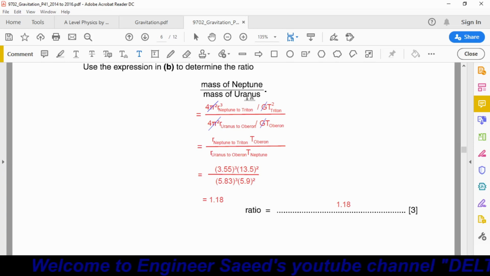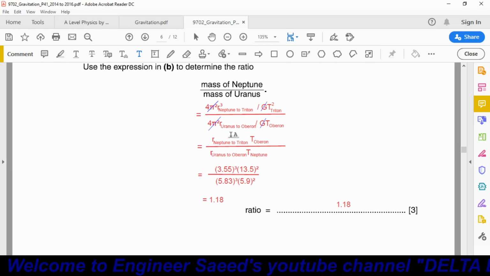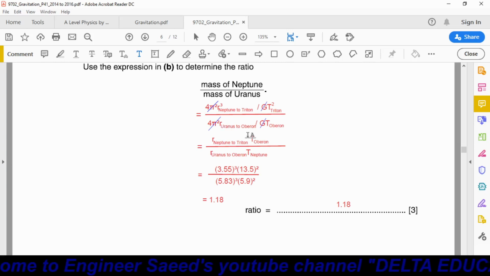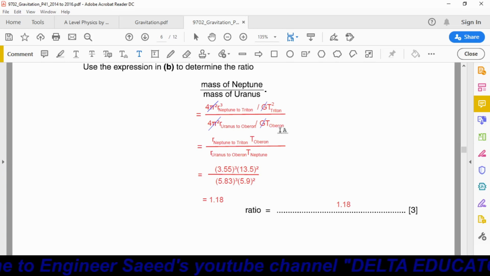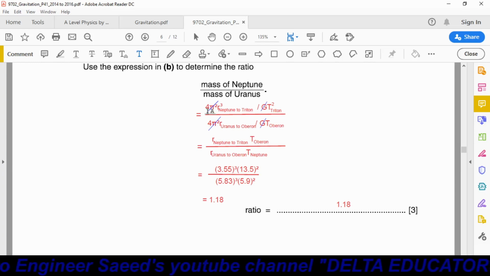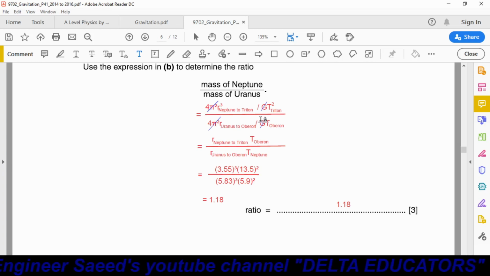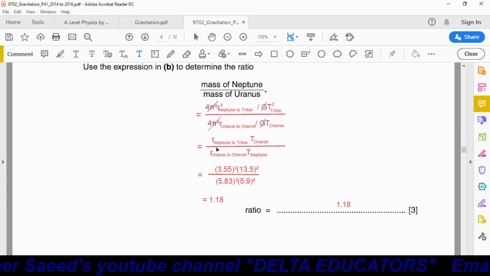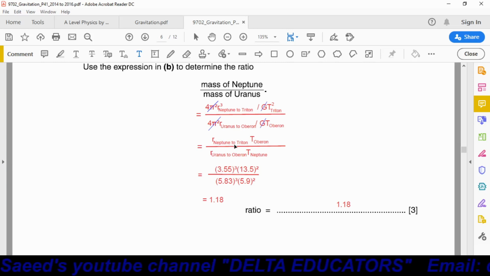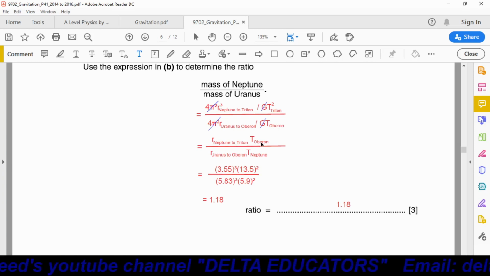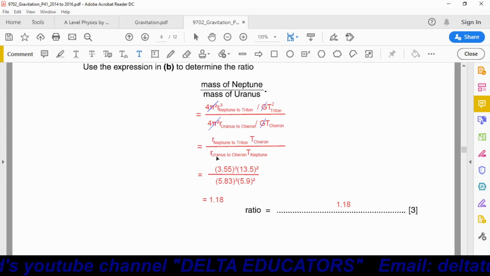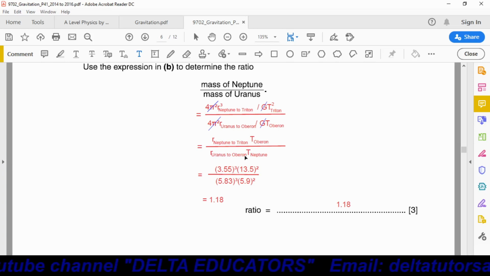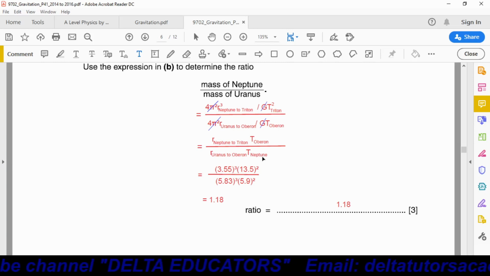For the mass of Uranus, we have to do the same thing, but with a small change. For distance, we have to take the distance from Uranus to Oberon, and we have to take the time period of Oberon. This 4 pi square will be cancelled out. This G and this capital G will be cancelled out, and by rearranging, we will get r Neptune to Triton, time period of Oberon multiplied by time period of Oberon, distance between Uranus and Oberon, and multiplied by time period of Neptune.